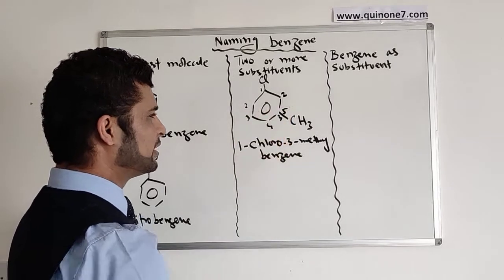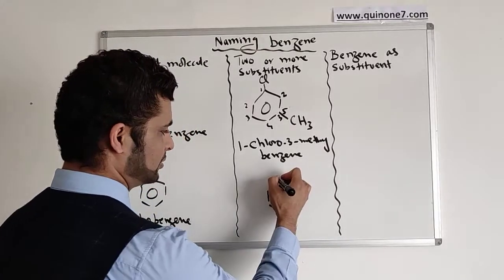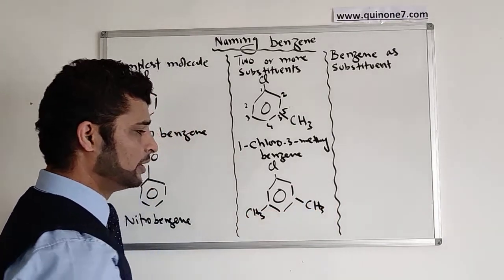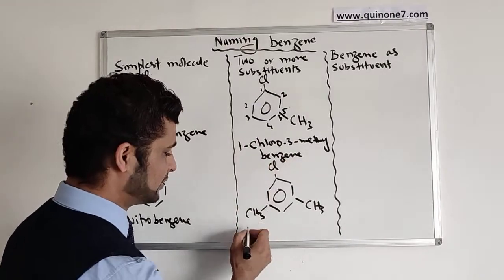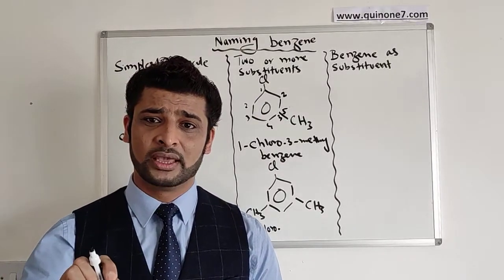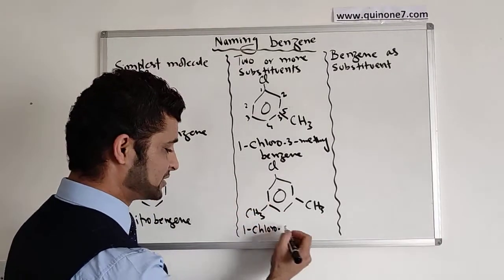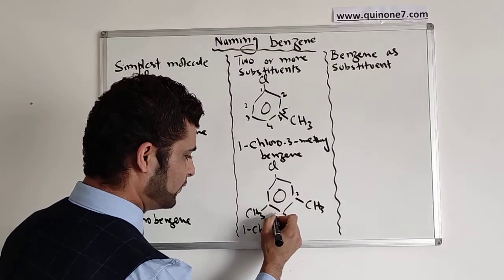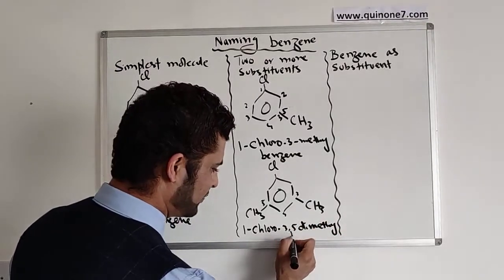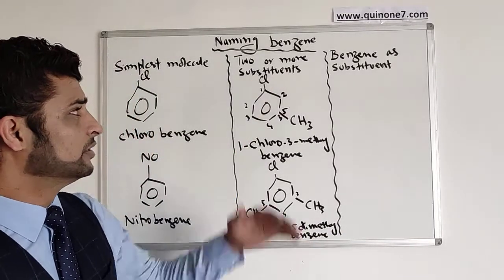If I go a little bit further, if I pick, for example, a benzene ring with chlorine and then two CH3 methyl groups, you name it in the same way. Alphabetically, chlorine comes first, 1-chloro. Then you use a prefix di or tri according to how many of them are present. At the moment I have two methyl groups, so I use the di prefix. So I say 1-chloro, then 3, 5-dimethyl, and then you write benzene as it is. This is for two or more substituents.